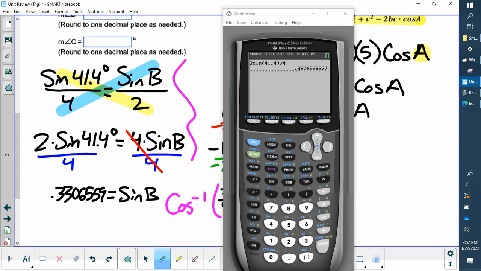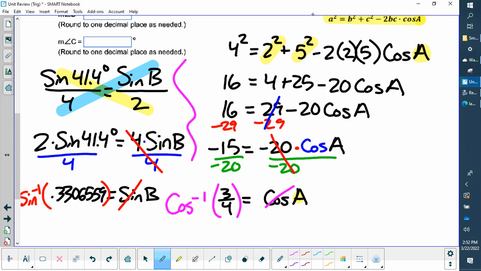And just like we did last time, the way I make this go away is inverse. So I'm going to take the sine inverse of this number. So second sine, second answer, and there's my other angle, 19.3. So big B is approximately equal to 19.3. Put that up here.